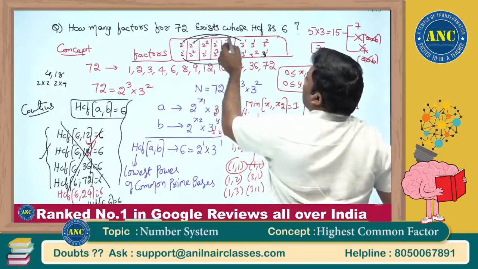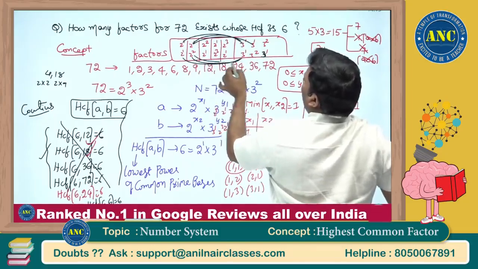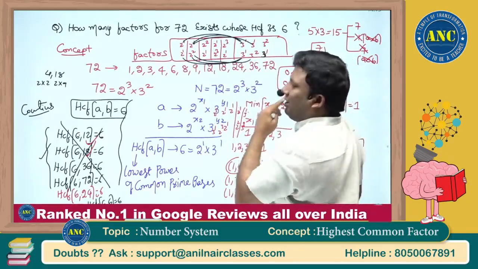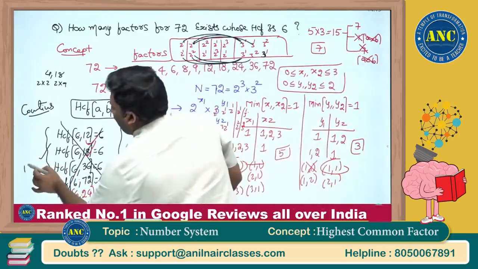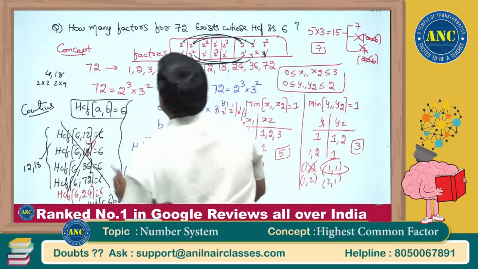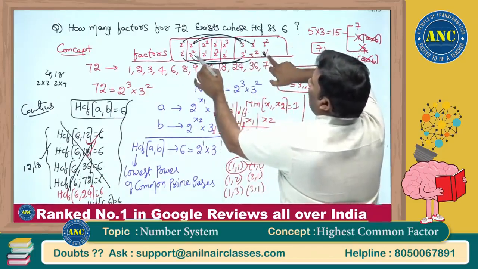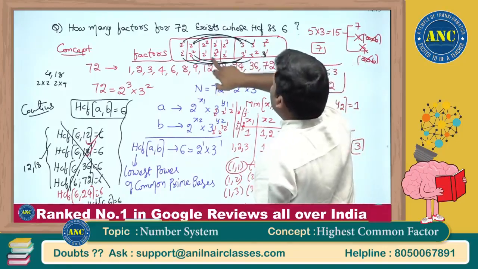Like that, take cases. 2 threes are 6, 4 threes are 12. 2 threes are 6, 4 nines are 36. 2 nines are 18, 4 threes are 12. 12 comma 18 is another case. 12 comma 18. I hope you are able to understand. 2 into 9, 18. 4 into 3, 12.